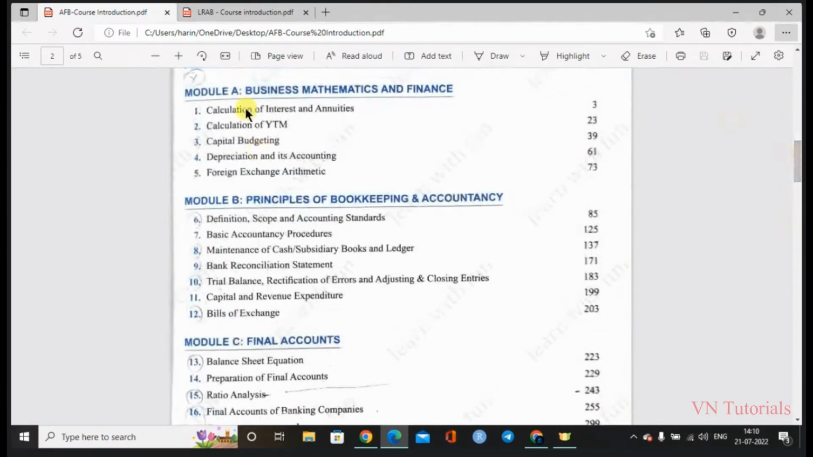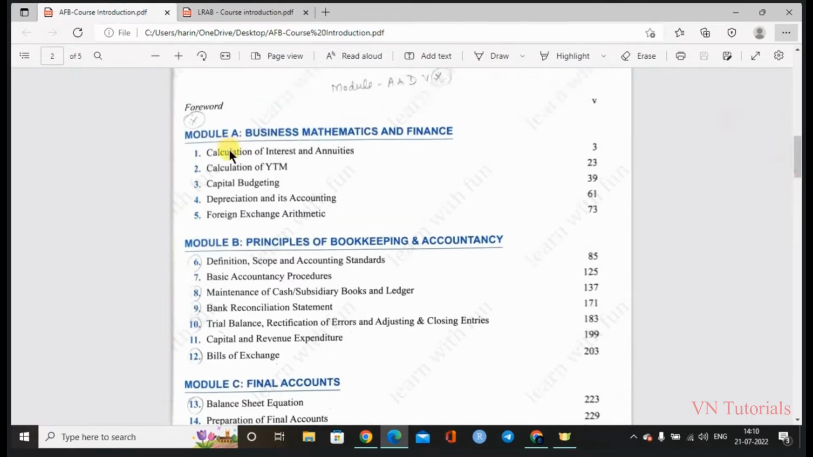In Module A, we are going to study about business mathematics and finance. Module B, principles of bookkeeping and accountancy. Module C, final accounts. In Module A, we are going to cover 5 units, that is calculation of interest and annuities, calculation of yield to maturity, capital budgeting, depreciation and its accounting, foreign exchange arithmetics.